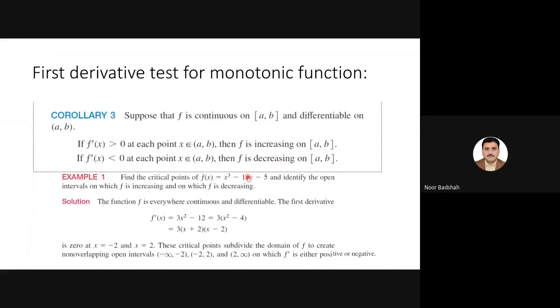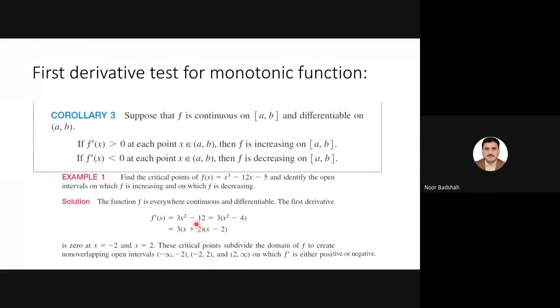Okay, so let's consider this function f of x is equal to x cubed minus 12x minus 5. You need to find the intervals where the function is increasing or decreasing. So the first step is to find its derivative, and then we check where the derivative is negative or positive. If we find its derivative, that is 3x squared minus 12, which can be factorized in this way. And then we would find the interval where this function is increasing or decreasing.